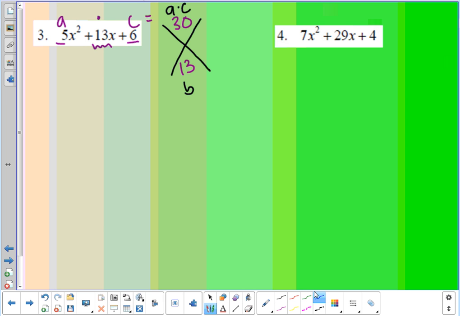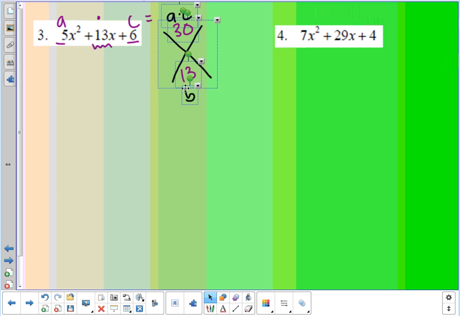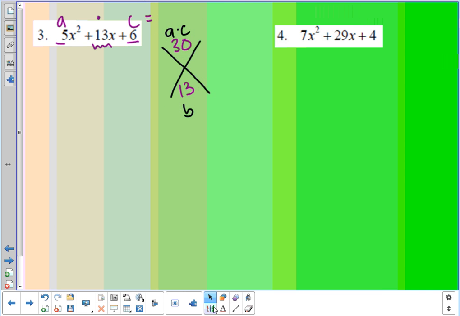Okay, so now we need to ask ourselves, what two things multiply to give me A times C? I'm going to slide this down a little bit. Multiply to give me A times C and add to give me B. So multiply to get the top, add to get the bottom.